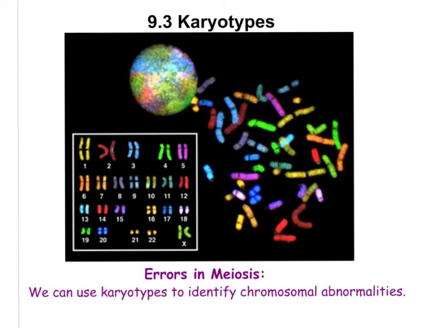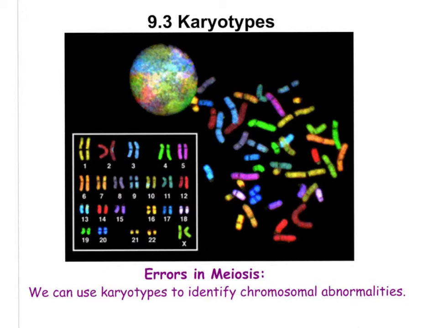Hello and welcome to section 9.3. We have been talking a lot about meiosis and about variation in sexual reproduction and how these processes occur. In this section, we're going to look at something called karyotypes.